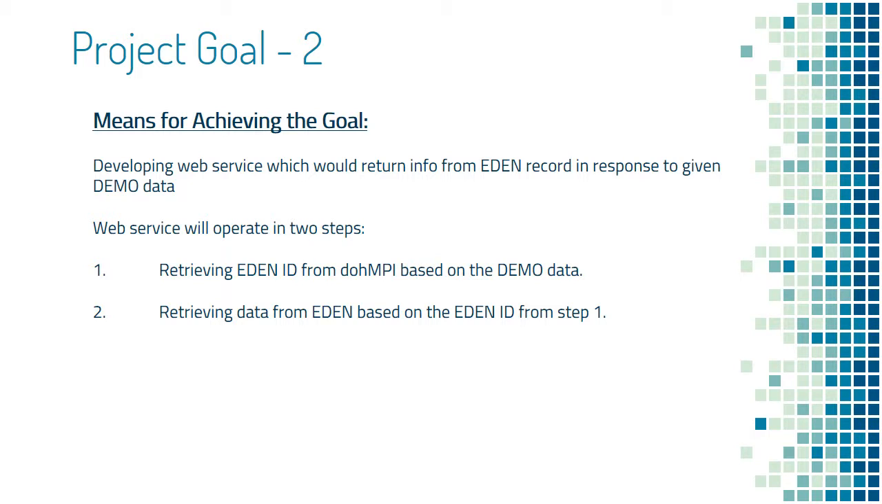This web service will operate in two steps. First, it will retrieve the EDEN ID from DOE-MPI based on the provided demographic data. On the second step, it will use the EDEN ID to retrieve the data from the EDEN database and properly format it as a response of the web service.